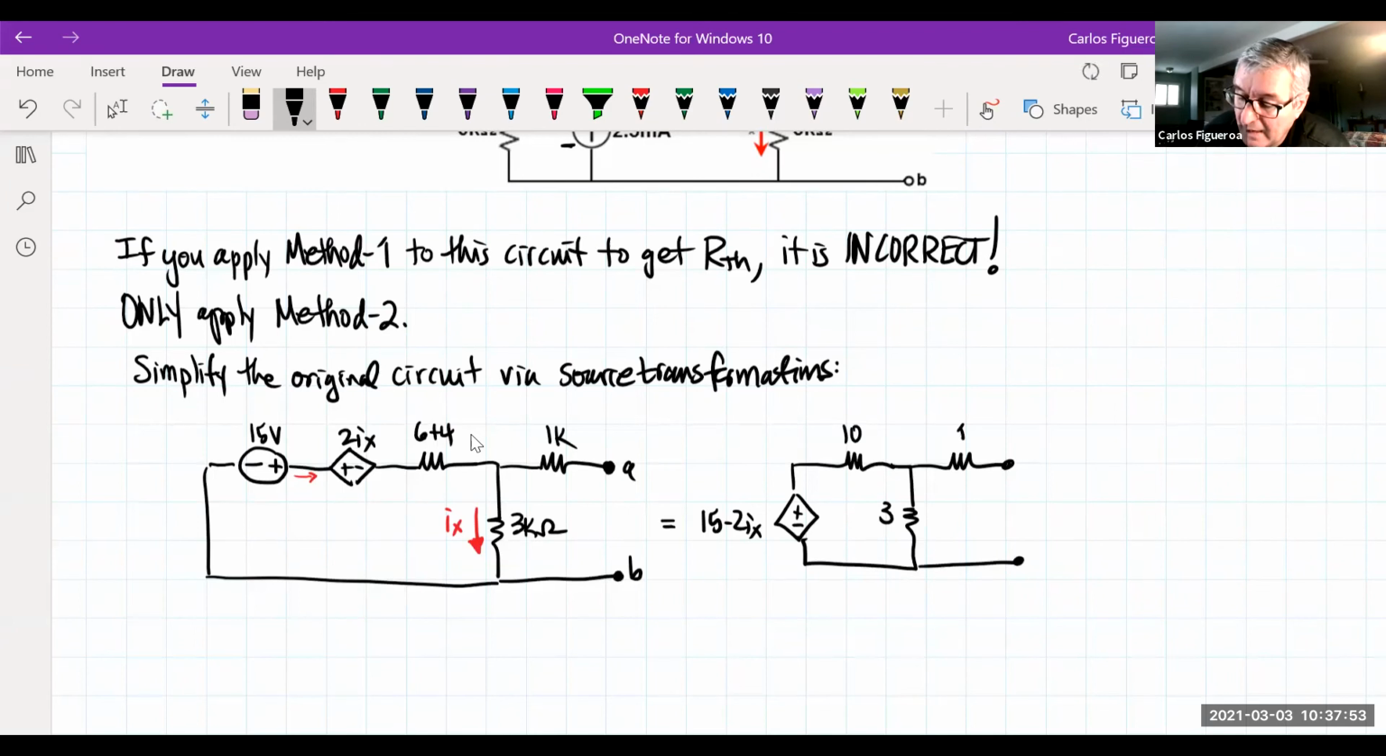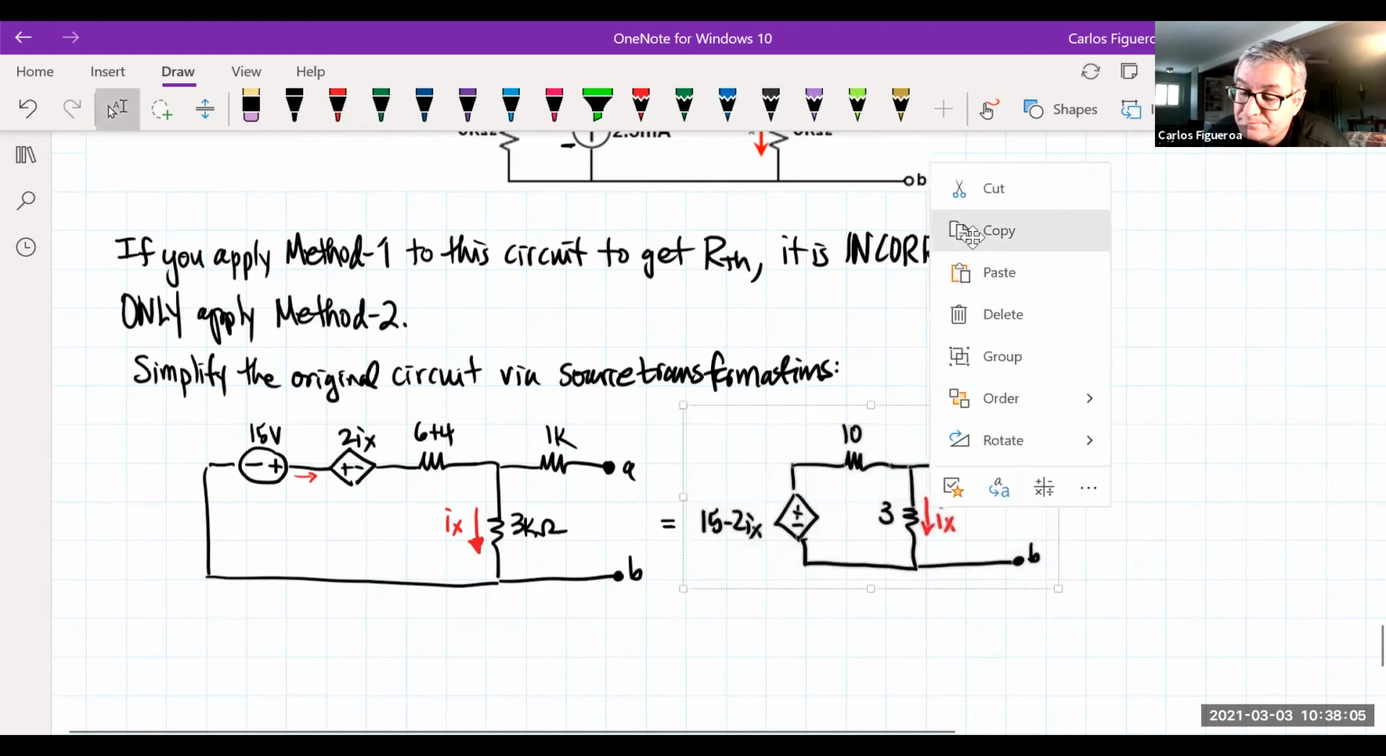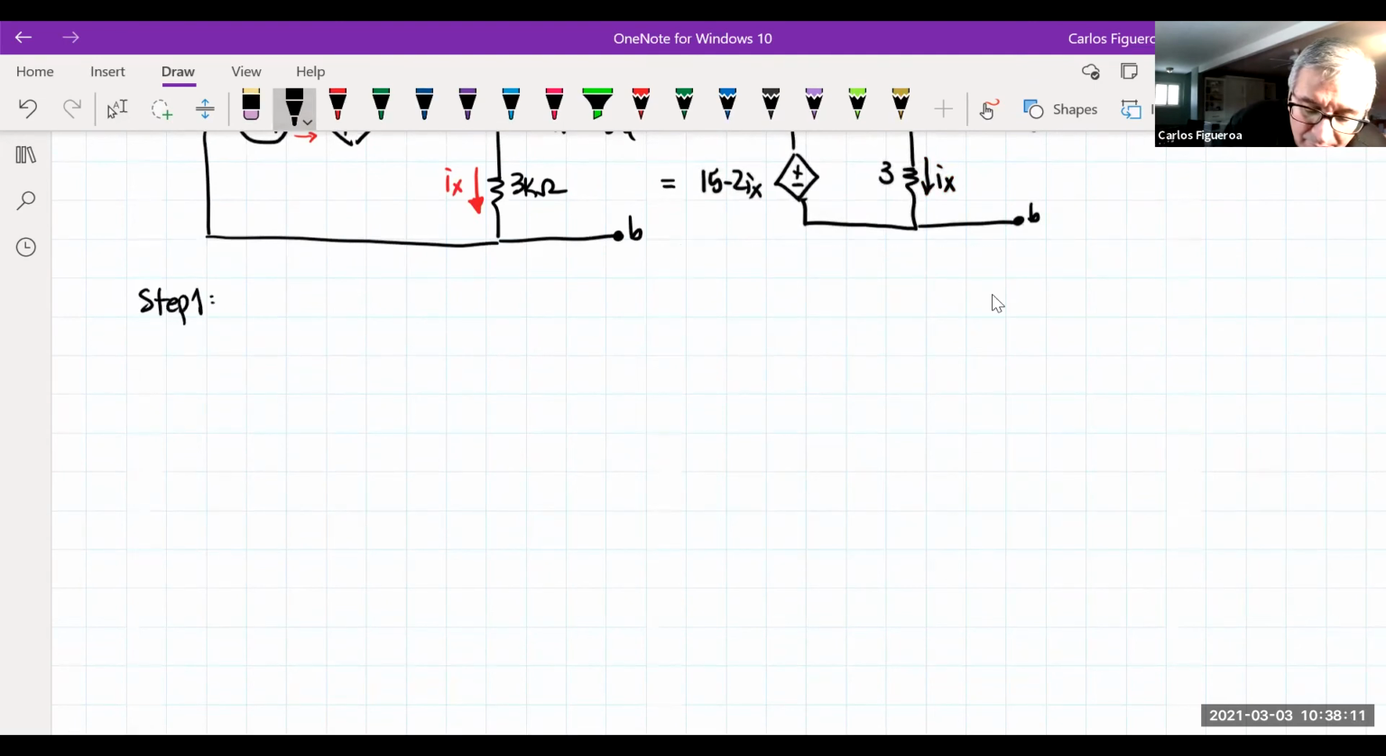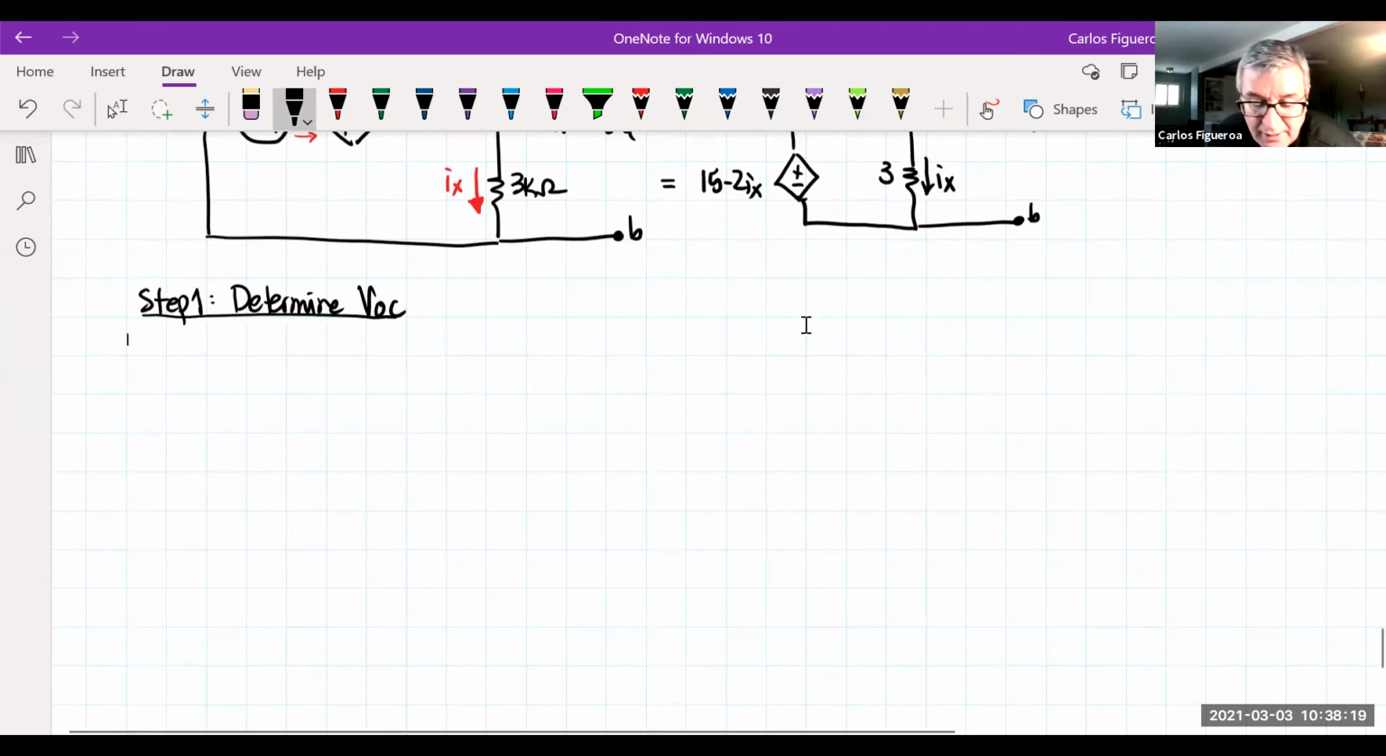And so now that's my circuit right here, where I have my Ix going right there. That's my circuit. So now, here I go. I'm going to start applying it now. Step 1. I want to determine VOC.